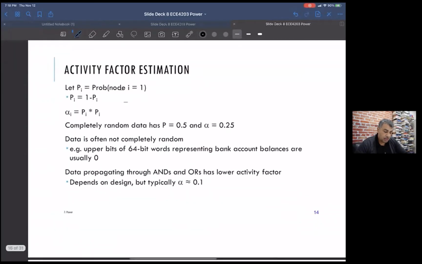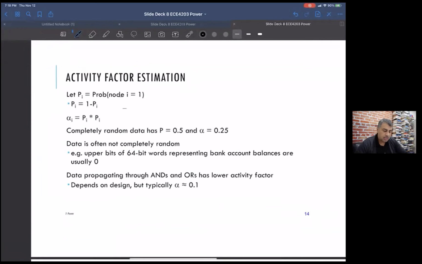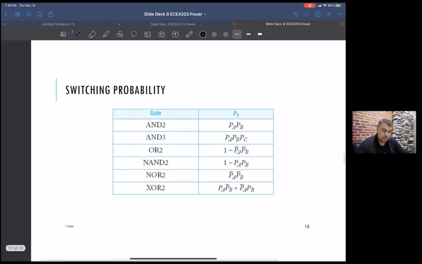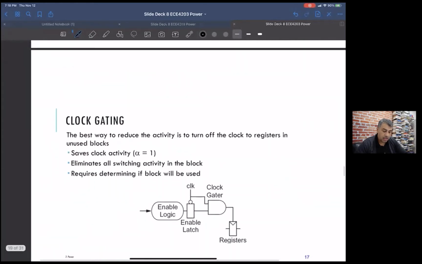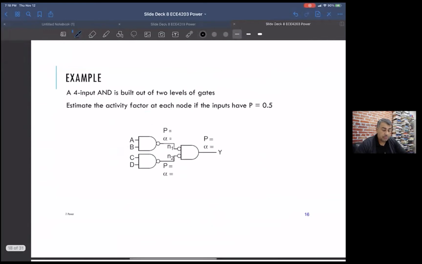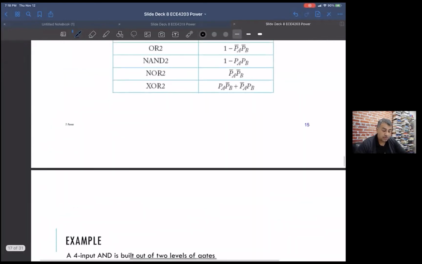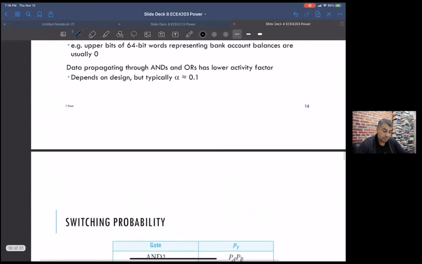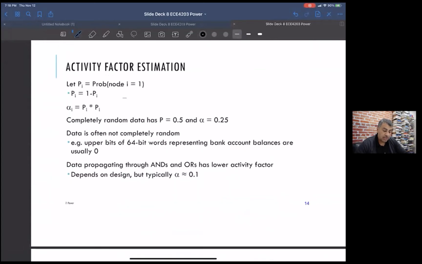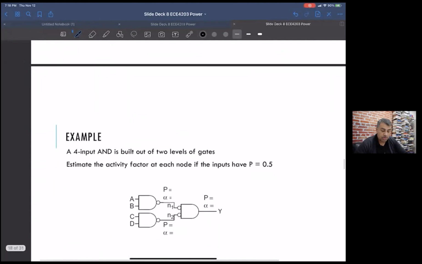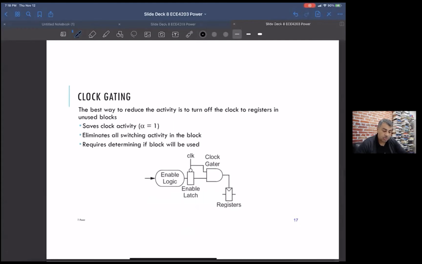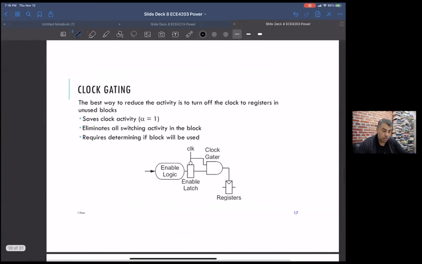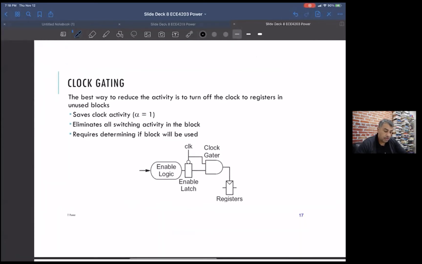So I'm going to jump through this activity factor estimation, because I think you guys aren't going to be in a situation where you're looking at a giant block of 50 million transistors and doing this activity factor estimation. I think you just have to use a rule of thumb. Sometimes your simulation tools will tell you what it is, sometimes not. You can just use 0.1, or somewhere between 0.1 and 0.01.